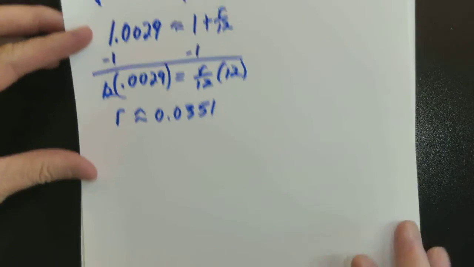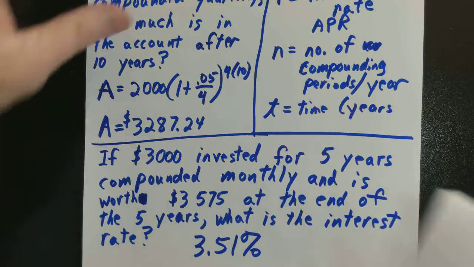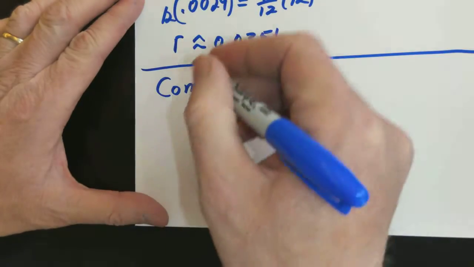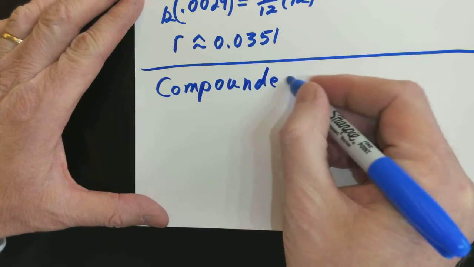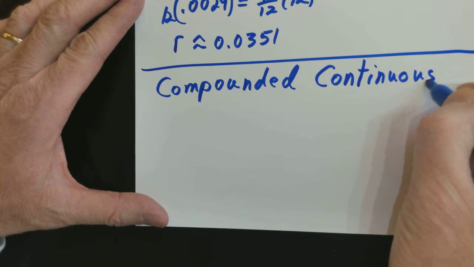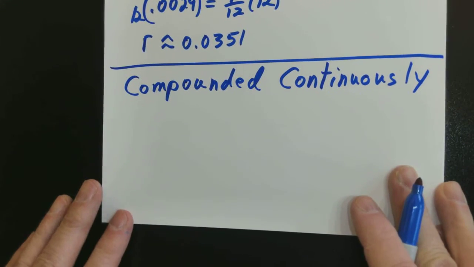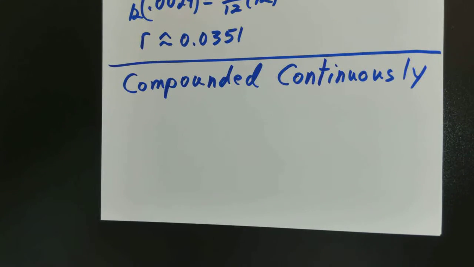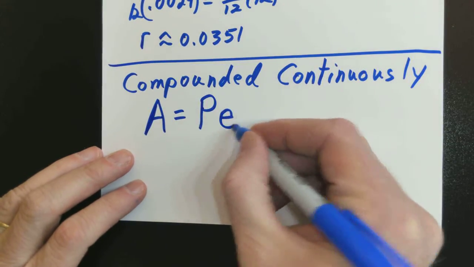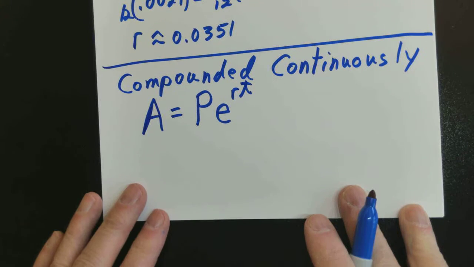Now, let's try. Okay, I know what I want to do. We've compounded quarterly, we've compounded monthly, we could compound secondly. But I want to show you the formula. Do you remember when we kind of introduced a certain letter that represents a number earlier? e. Yes. A equals Pe to the rt, compounded continuously.